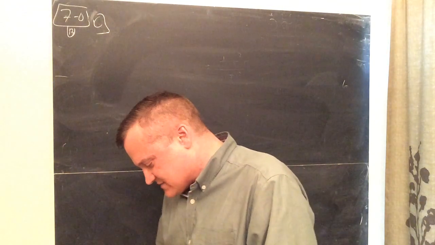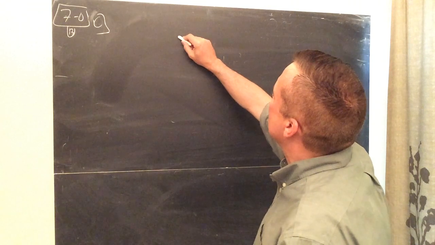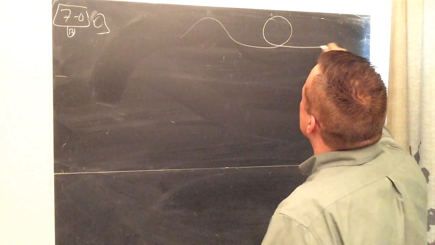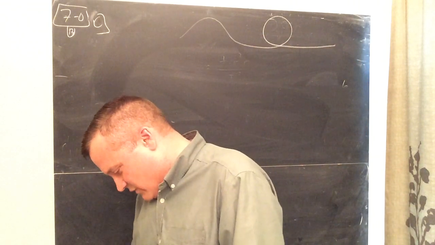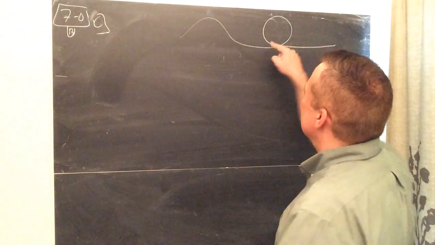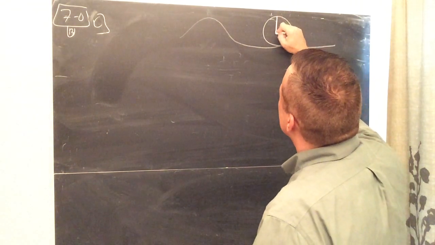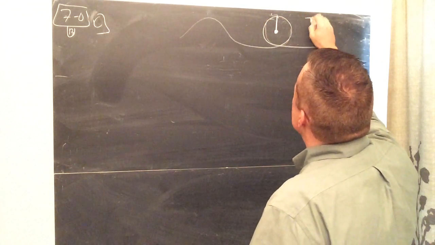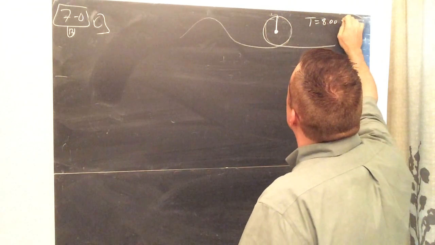Suddenly it comes to an upside down vertical loop. So you have a roller coaster, you come down, and you have a loop. All right. Now it says the roller coaster completes the loop in 8 seconds. That tells me, all right, so we're talking about the loop right here. It completes the loop in 8 seconds. The time, so that's the period to go around the loop one time.